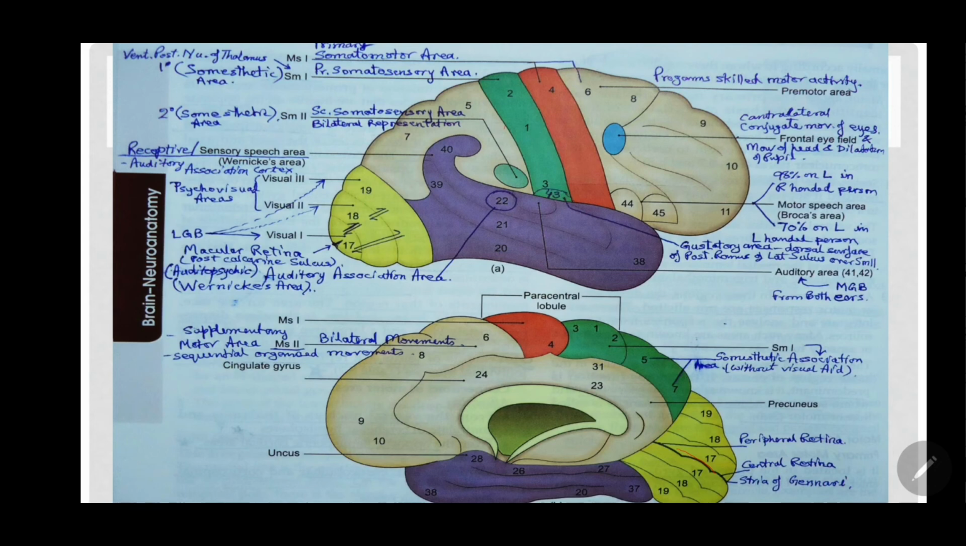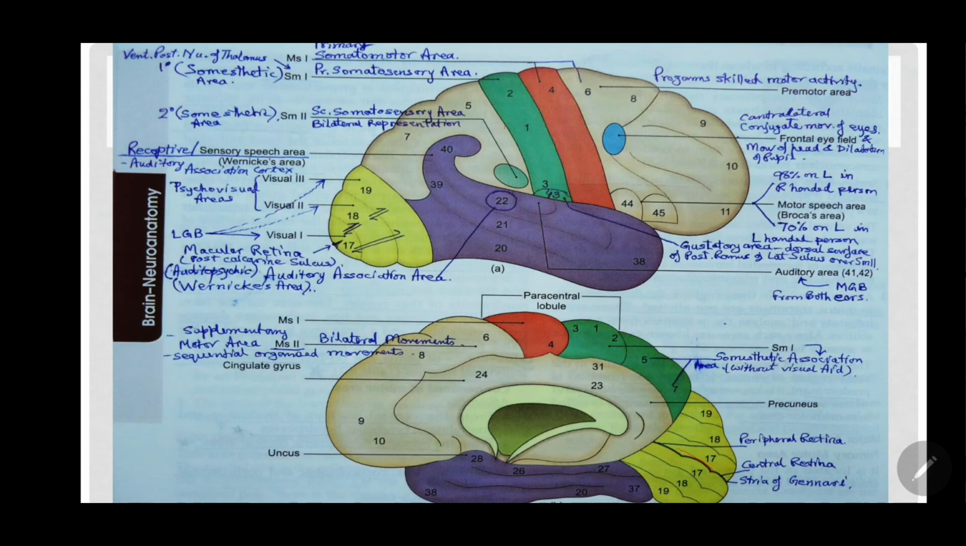So these fibers, the auditory radiations, will ultimately reach area number 41, 42, that is present on the superior temporal gyrus in the form of the transverse temporal gyrus, and that's called the gyrus of Herschel. It will relay mainly in 41, 42.